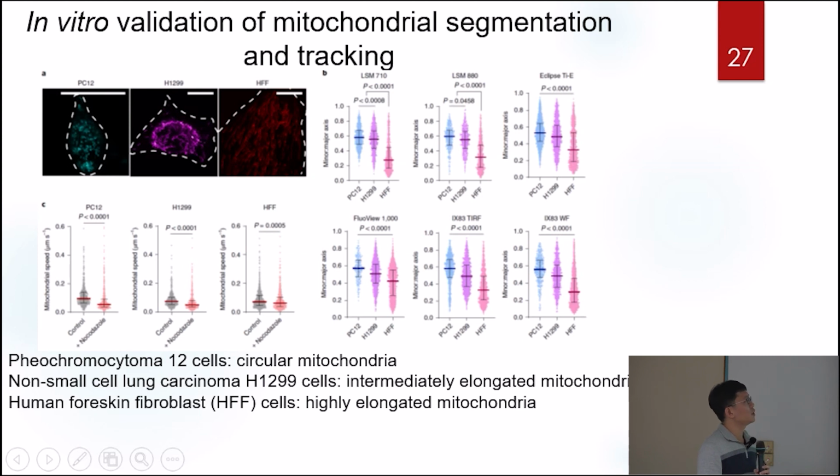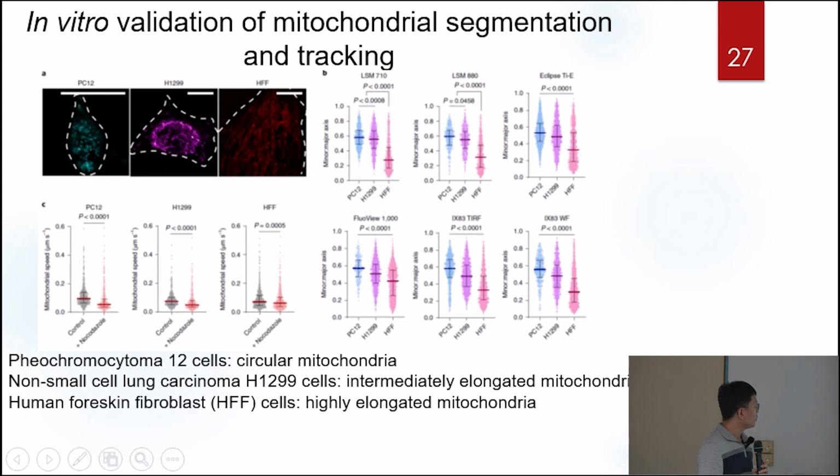So they use different kinds of microscopes to take the images and then compare the size. Like this is the Zeiss confocal images, this is the wide field Nikon images, and these are Olympus images. From here, using this algorithm, they know the fibroblast is indeed more elongated, this one is in the middle, and this is the more circular one. They also use this to track the mitochondria and calculate the moving speed.